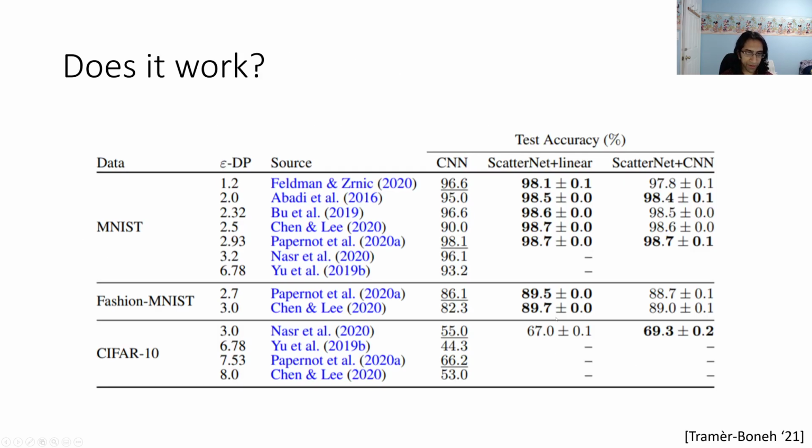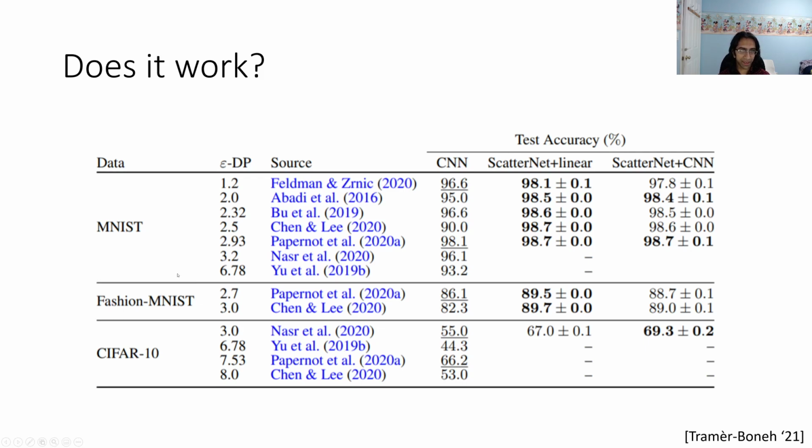Now, that says if it's private or not. The next thing you might be wondering: does it work? Is it any good? Here's a figure from Tramèr and Boneh 21. This is kind of one of the state-of-the-art results right now. And the answer is kind of, yeah. Let's take a look at this.